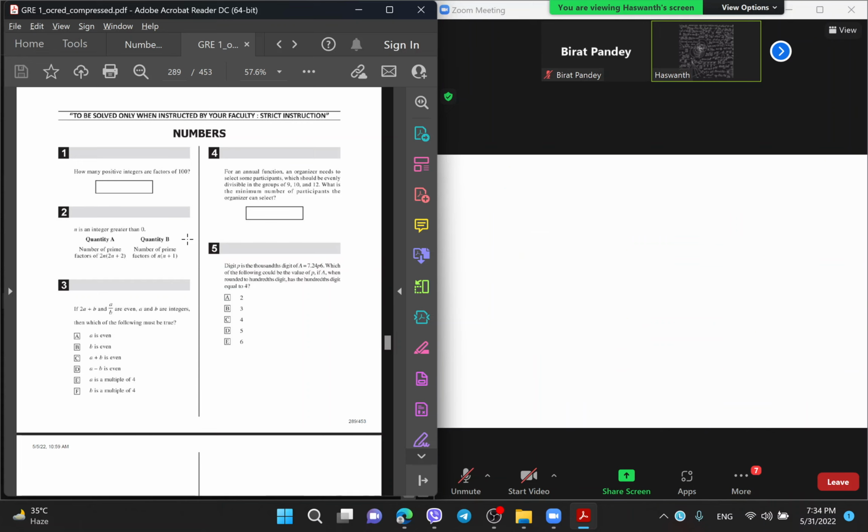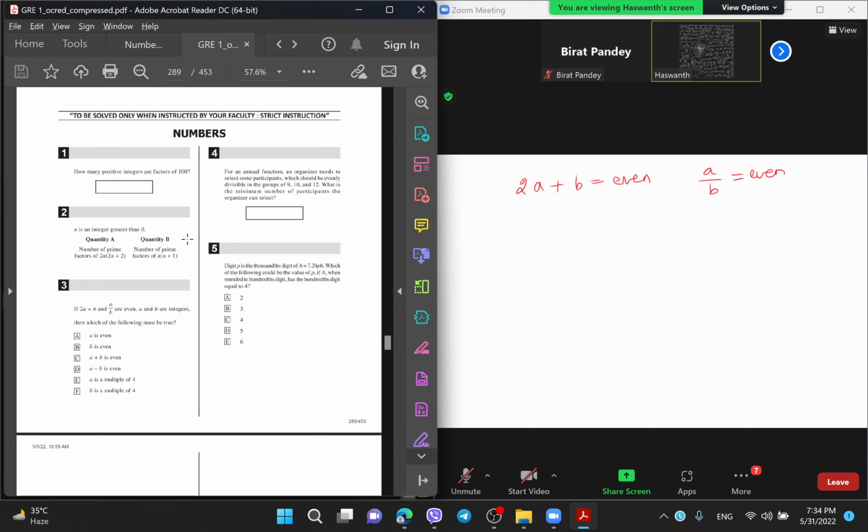Next, 2a plus b and a by b are even. 2a plus b is an even number. A by b is also an even number. A and b are integers, then which of the following must be true? So we just need to use these concepts. Even plus even, odd plus odd is even. Whereas if you add an even number with an odd number or an odd number with an even number, the resultant value will be odd. Those kind of general basic concepts.